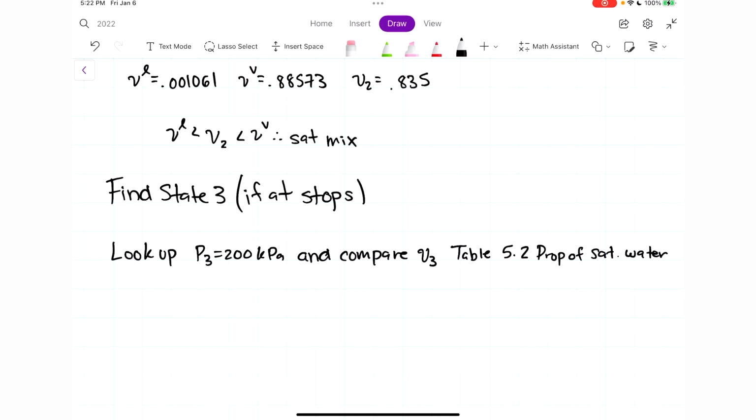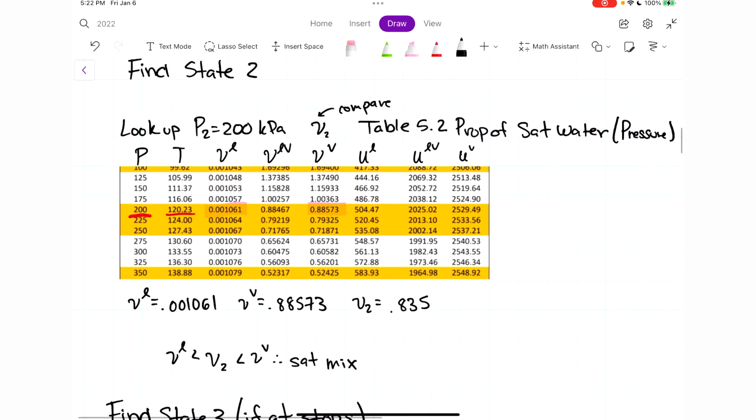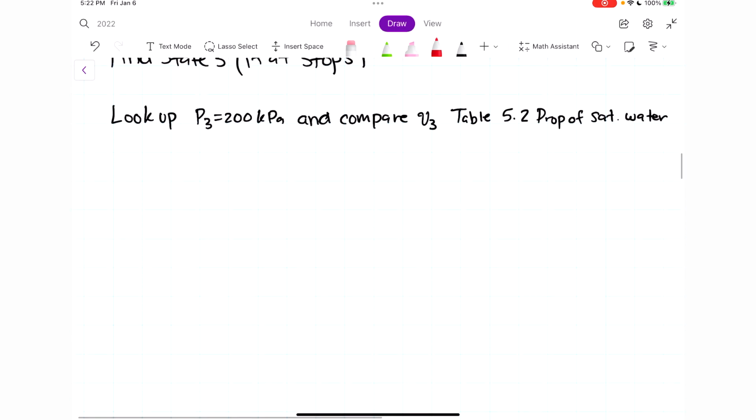Alright, so we're going to look up pressure 200 kilopascals, same as in state 2, and I see that our specific volume for saturated liquid is 0.001061, and our specific volume of a saturated vapor is 0.88573. Alrighty, so I'm just going to go ahead and write it over here to keep myself organized. 0.001061 like this, and then saturated vapor 0.88573, and our specific volume, what was it? It was 0.841.